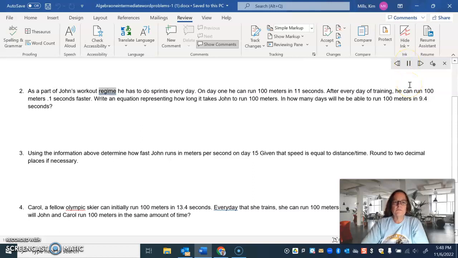As a part of John's workout regime, again, they could pause at the end of that one to do their calculations. If for any reason they needed to go back, they could do that. Reverse to the next, every day. Have it reread.